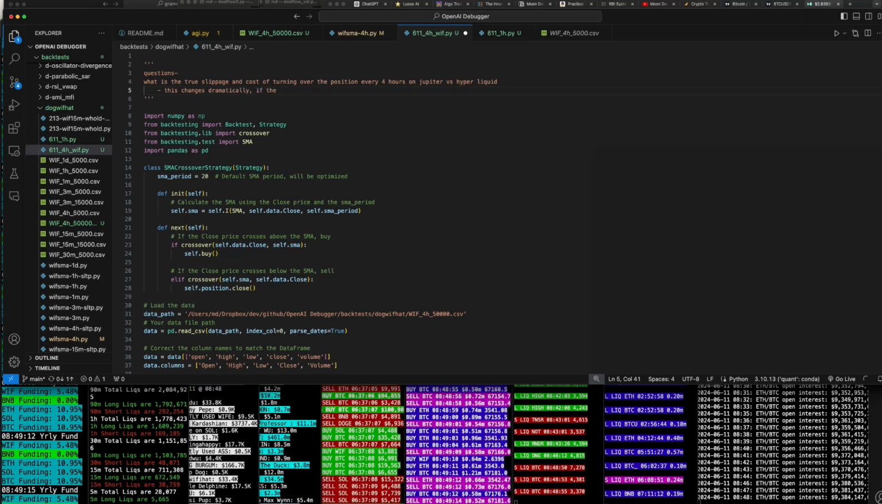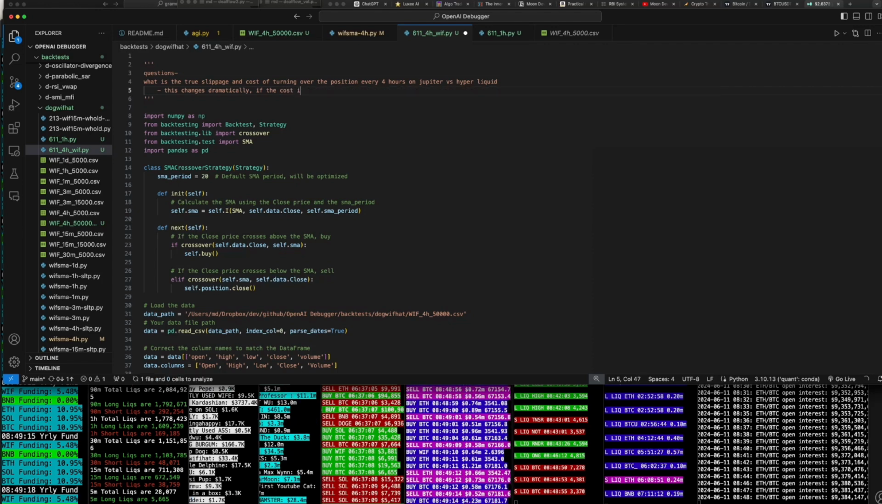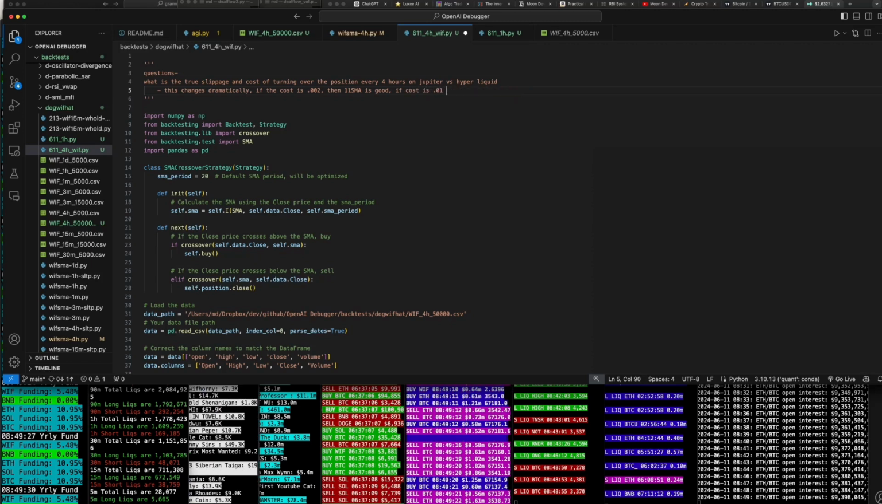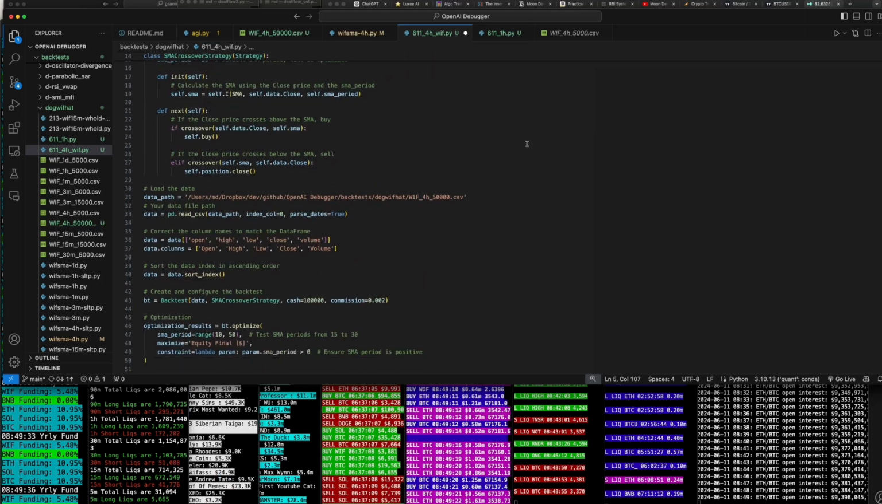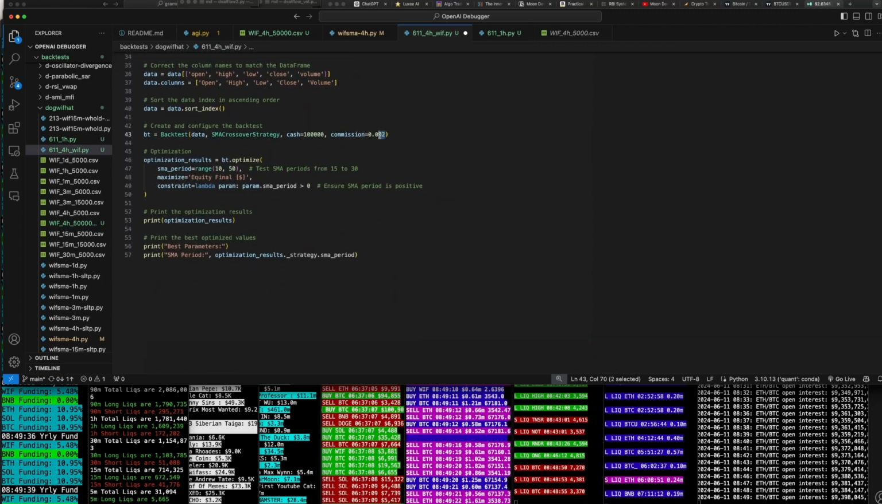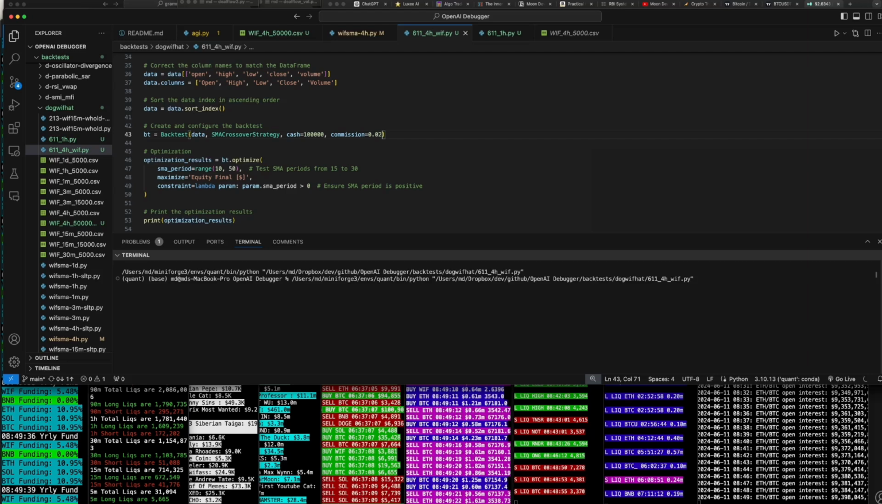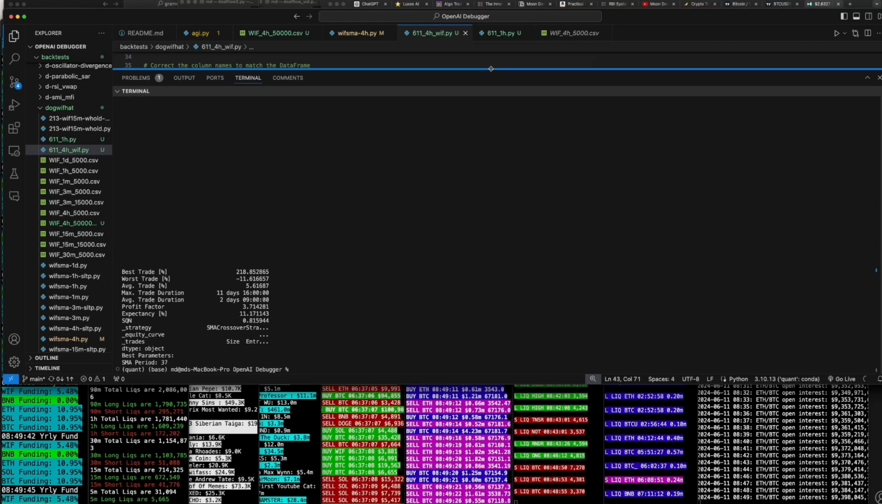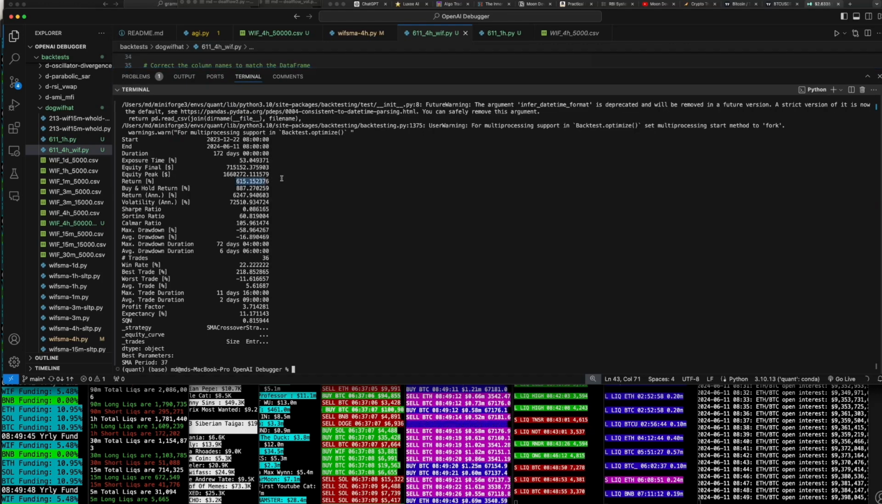If the cost is 0.002, then the 11 SMA is good. If the cost is 0.01, then 37 is better. When does it break? Say 2%, because, well, you know, if you're trading on Jupiter, you already know. So I feel like it breaks here. I mean, it breaks past, it's worse than buy and hold.